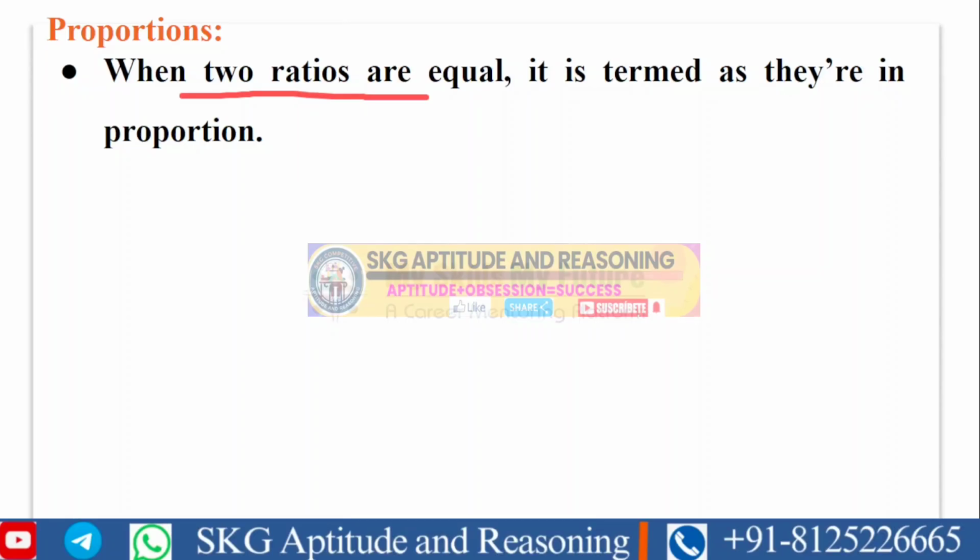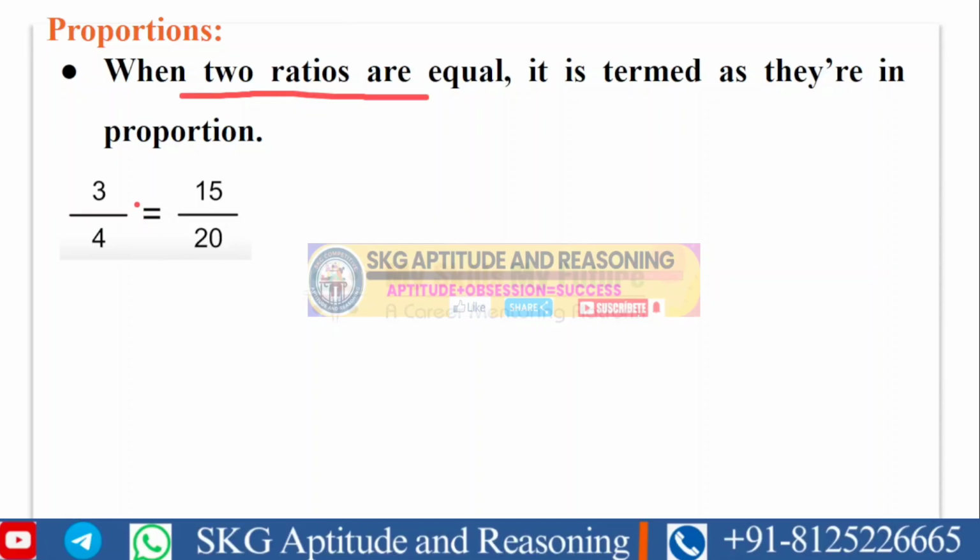While discussing the ratios topic, we discussed the basic definition: ratio is the comparison between two or more observations by using a method called division method. Let us take one example here. These are the two ratios. 3 is to 4 is one ratio and 15 is to 20 is another ratio.